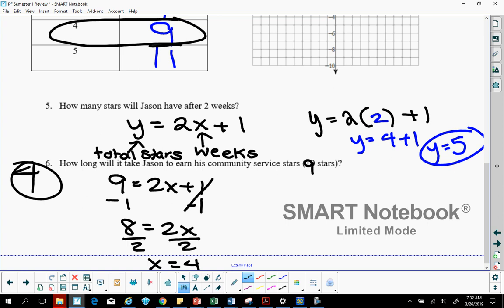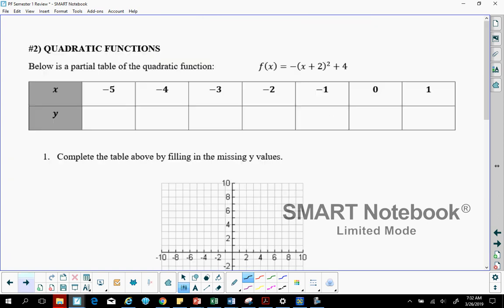Now let's go to the next one. The next one's going to be like, first you're going to put that into table. Automatically, go put that into table. Type it into table. Type your function into table.